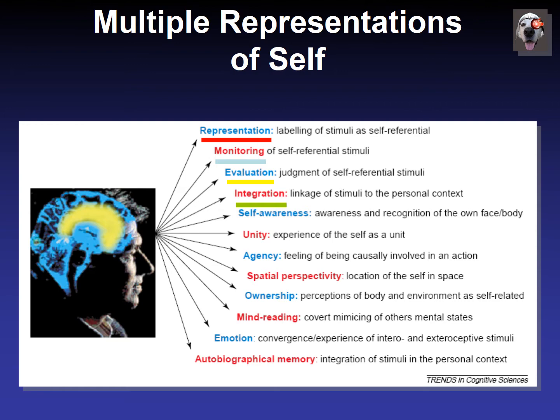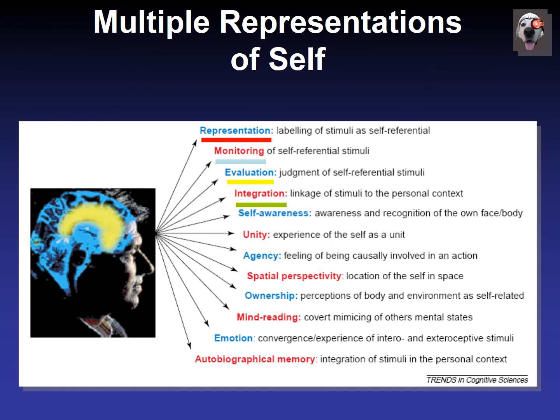This figure you see here actually comes from a review article in the journal Trends in Cognitive Sciences, and it lays out just a few different components of self. There are probably more than this, but these are at least 12 sub-operations subserving the generation of the self by the brain. So what do we have? We have the notion of representation, that is the matter of labeling stimuli as self-referential. For instance, that's my car or my house versus his car and his house.